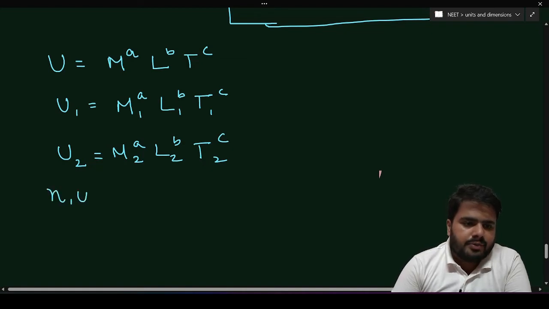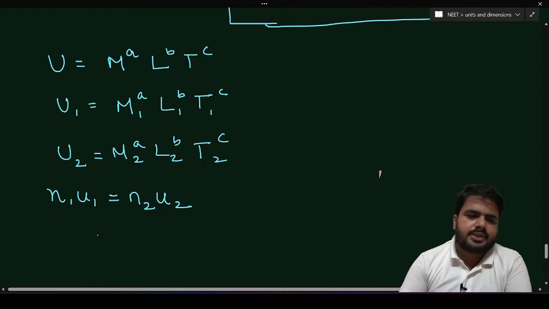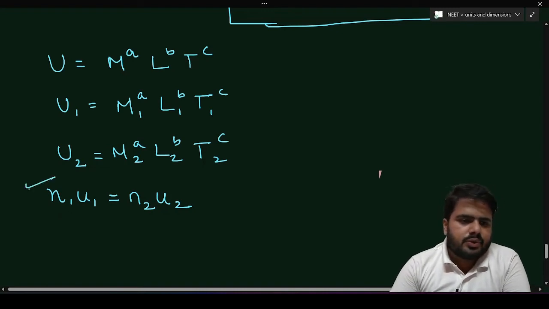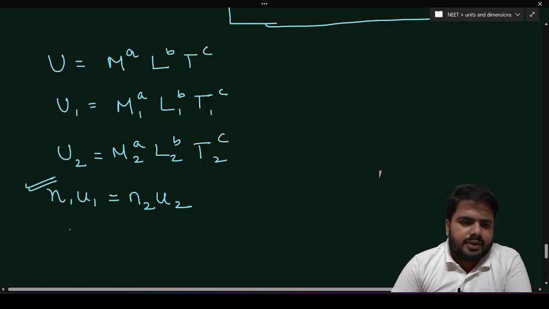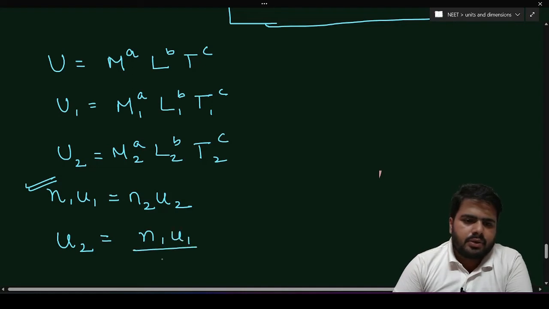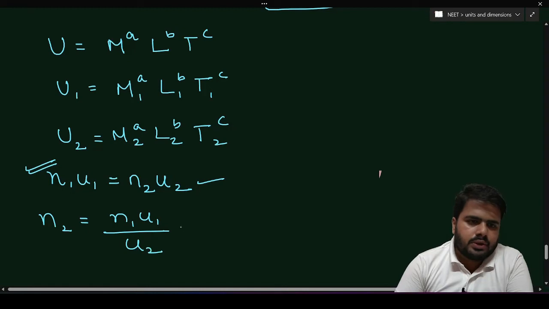This is one way of writing n1 u1 equals n2 u2. One quantity can be expressed in both the manners. So both of them are equal, their value or magnitude is the same. To find another unit, let it be u2, we simply do n1 u1 upon u2. Now you simply put the values of u1 and u2 in this given equation.